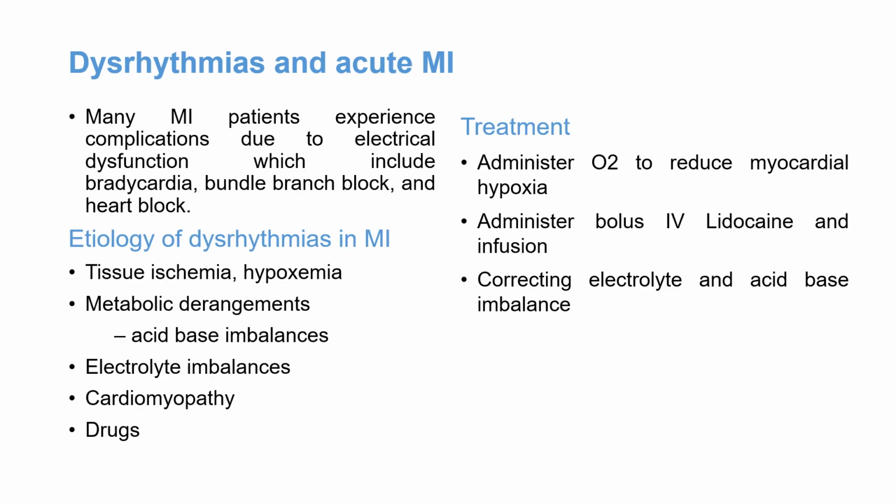Dysarrhythmias and acute MI. Myocardial infarction patients experience complications due to electrical dysfunction, which include bradycardia, bundle branch block, and heart block. Etiology: tissue ischemia, hypoxemia, metabolic derangements, acid-base imbalance, electrolyte imbalance, cardiomyopathy, or even drugs. Treatment: we have to administer oxygen to reduce myocardial hypoxia, IV lidocaine can be given as a bolus, and we should correct the electrolyte and acid-base imbalance.